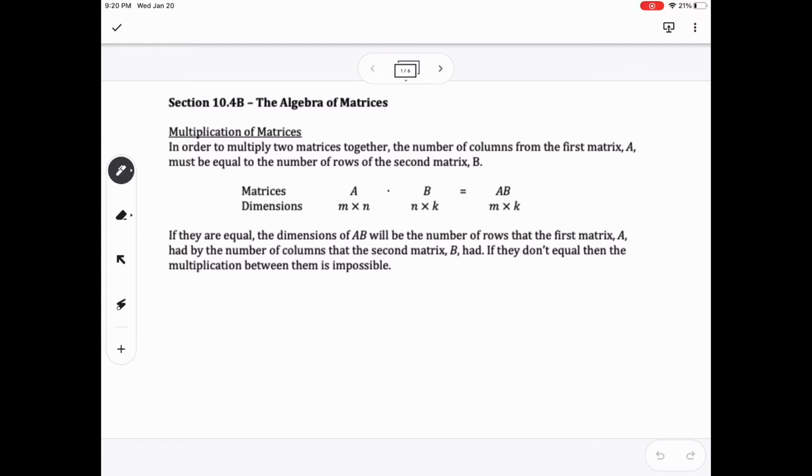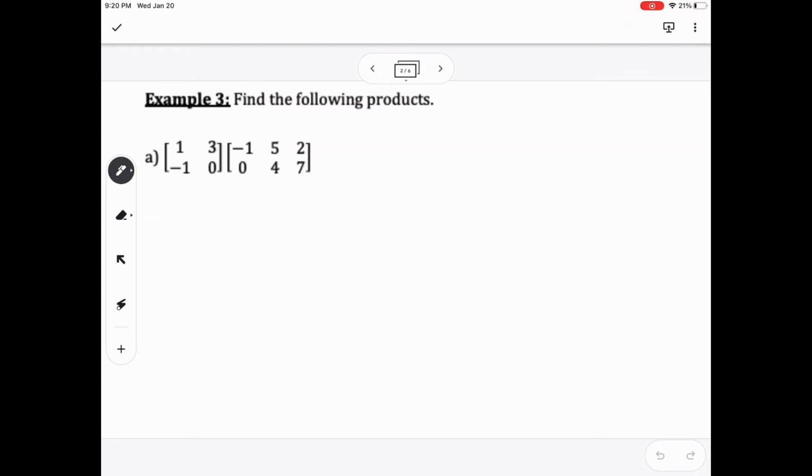And so here, if those two things match, that's why I have them denoted as n, then the dimensions of the new matrix that we get are going to be the rows of the first by the columns of the second. That's how we get m by k. Okay, so in order to multiply, we need to check to make sure that they actually work. So we need to look at the dimensions first.